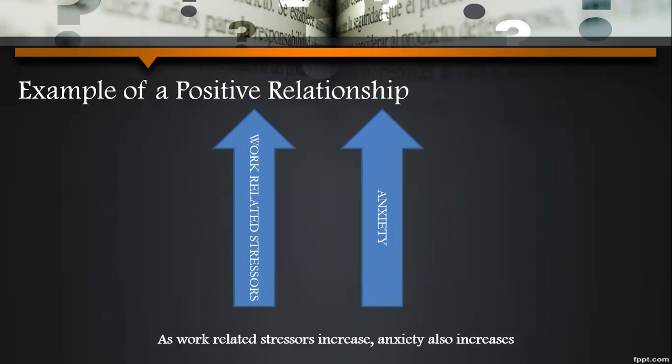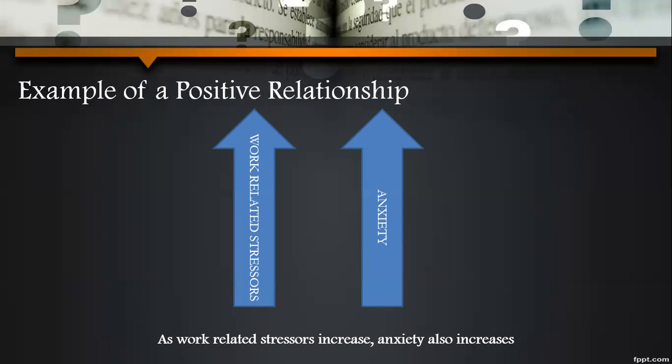Okay, and then also positive. So this is an example of a positive relationship. If we were looking at the relationship between work-related stressors and anxiety, the way in which this would be stated is that as work-related stressors increase, anxiety also increases. So in other words, these two variables are moving together in the same direction simultaneously, both going up, right? So as one goes up, the other goes up.